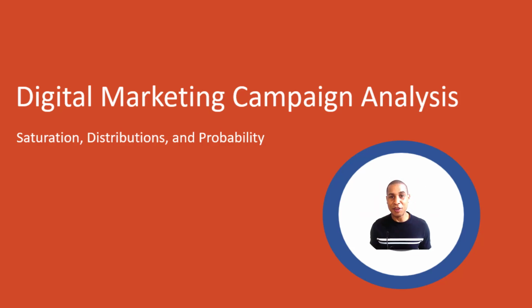Hi, in this episode, we're going to analyze a digital marketing campaign where we look at the distribution of data and when the campaign actually reached a saturation point where it was no longer as effective as it was. And we will also dive into a tiny bit of probability, all in Excel. I hope you're ready. Let's get started.